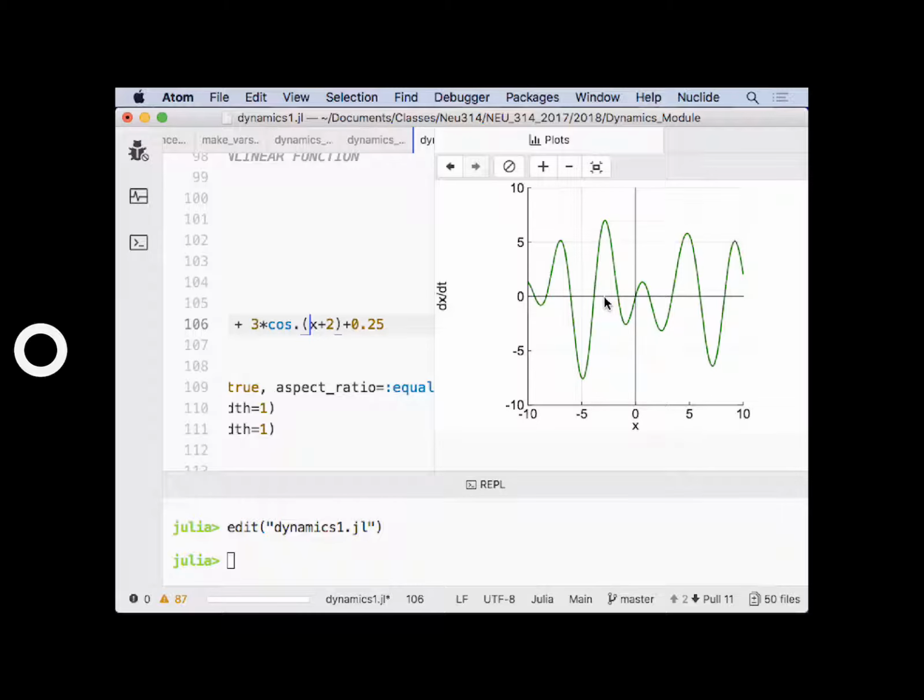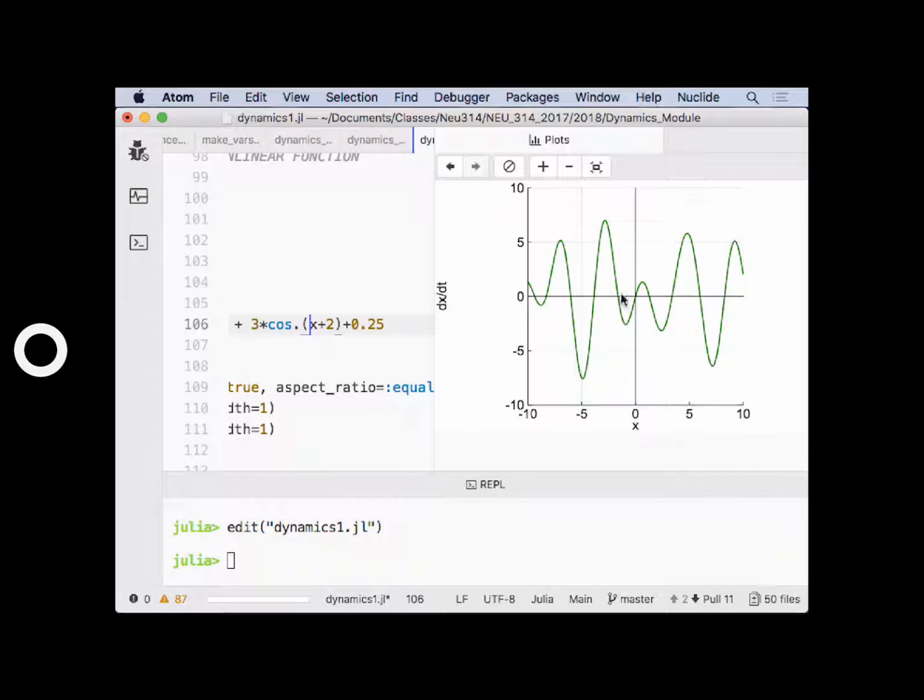And then are you going to move further to the right? Yeah, because dx by dt is still positive, right? And are you going to move further to the right now? Sure. How about now? Yep, still goes. dx by dt is still positive. And what happens as you approach this point? Well, as you approach this point, you're approaching another fixed point.